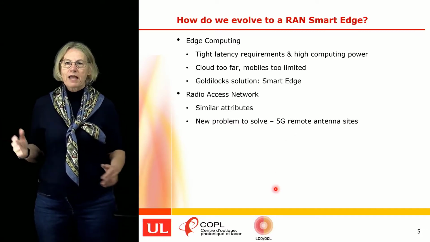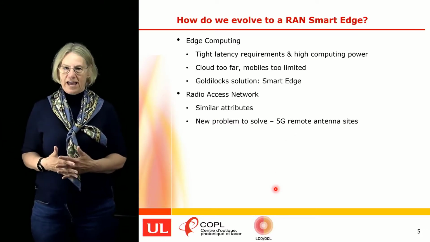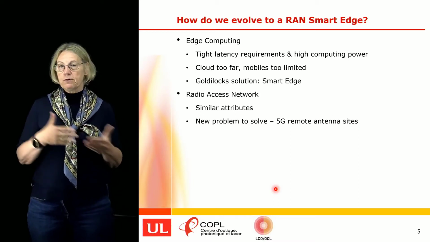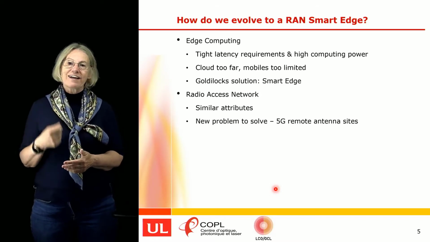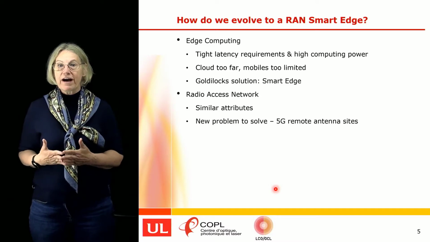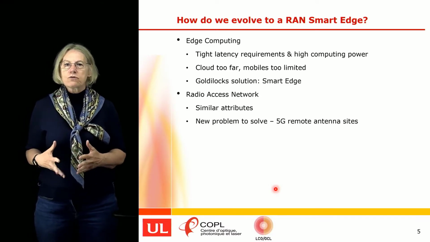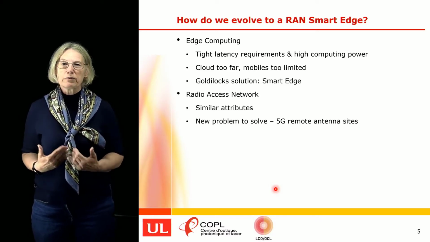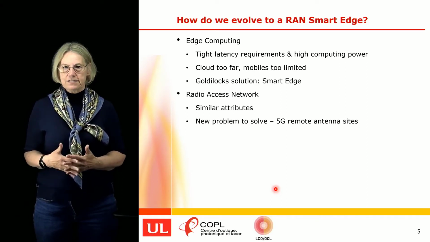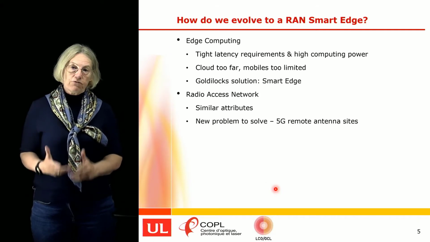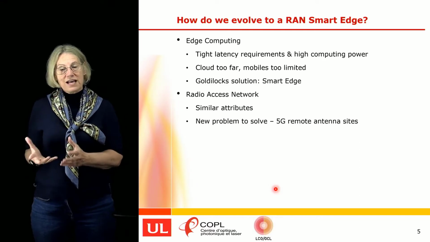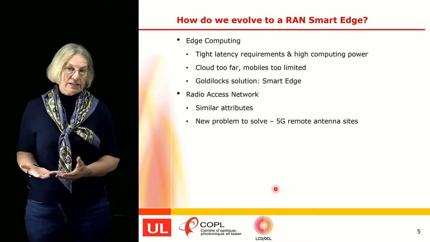So, first question, how do we evolve to a RAN smart edge? So the idea is that we take edge computing. Why do we put the computing power at the edge? It's because of the tight latency requirements for certain applications, and in particular for 5G applications, and also the requirement for high computing power in order to enable new services, new capabilities. So the cloud is basically too far to respect these tight latency requirements, and the mobiles themselves are too limited to be able to do all the computing that's needed.